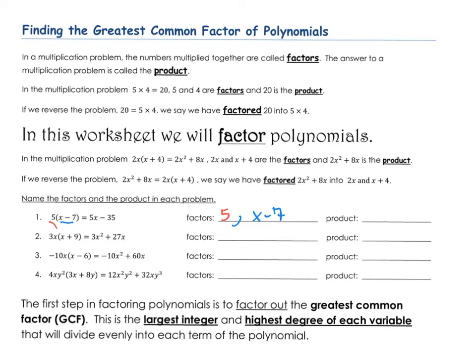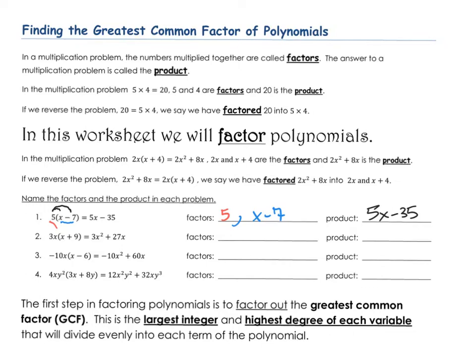Once you actually do that multiplication, right after you distribute, that is your product. All right. So again, you're going to fill out the rest of these using that same idea. So here we have factors 3x and x plus 9. Those are our factors. And the product is the final result. All right. So just some language, because we're going to use these words a lot. Factors and product. So just a little reminder there.